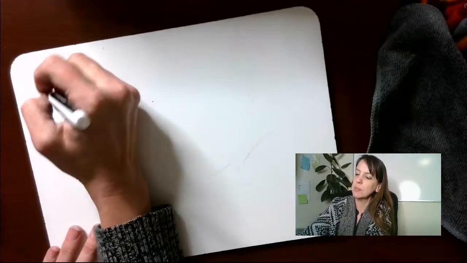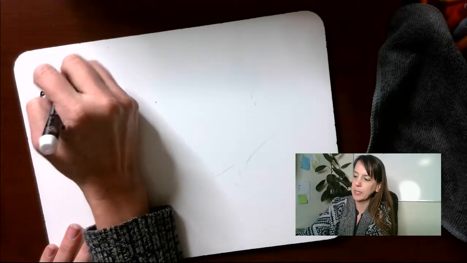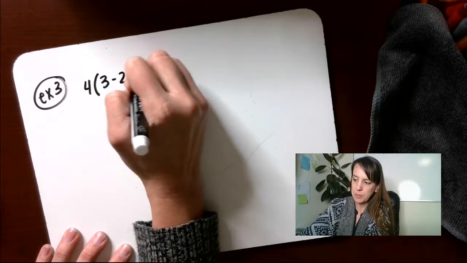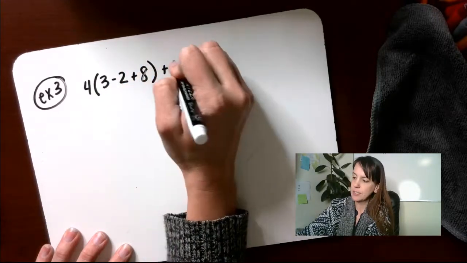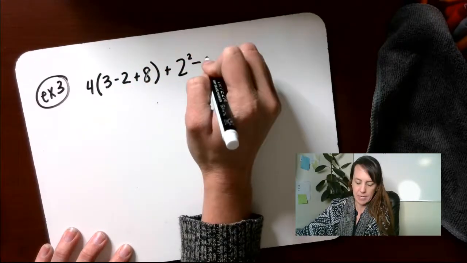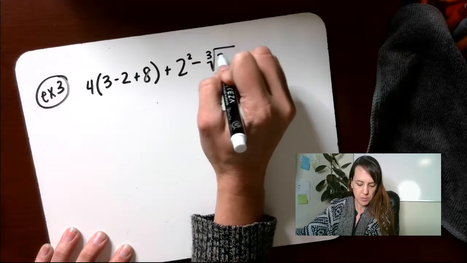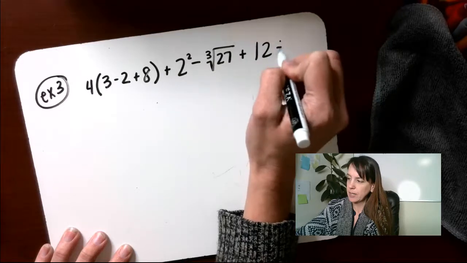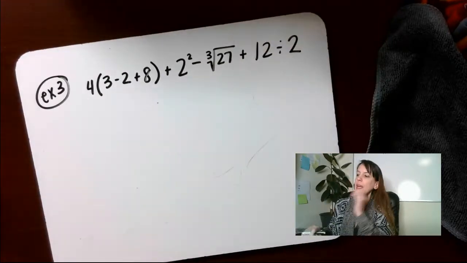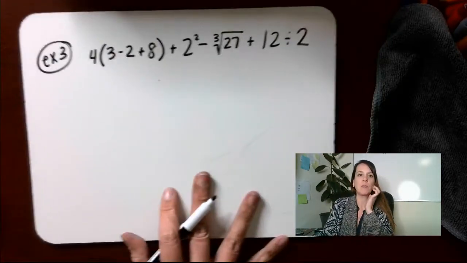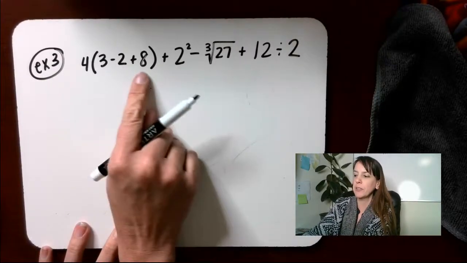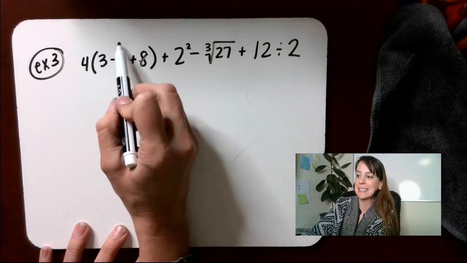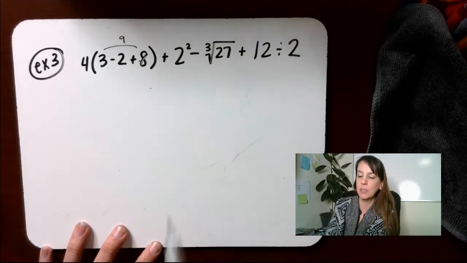Okay, so now we gotta deal with some order of operations. So example number 3. 4 times (3 minus 2 plus 8) plus 2 squared minus the cube root of 27, plus 12 divided by 2. Okay, straight off the bat, we know that we do parentheses first, so we're gonna do all this garbage. 3 minus 2 is 1 plus 8 is 9. So all that's gonna equal 9.